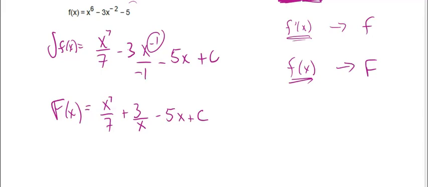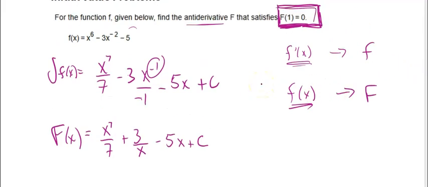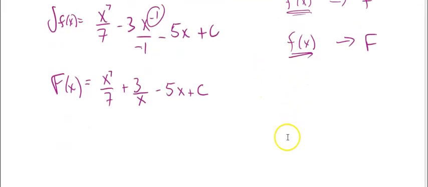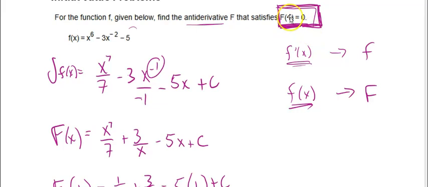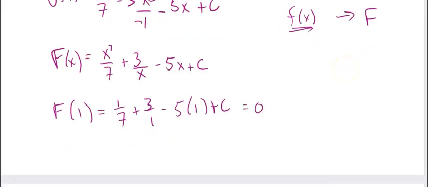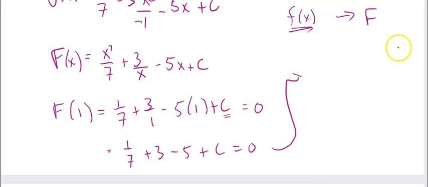And this is what they're calling big F, all right? Now they're telling us big F of 1 is equal to 0. So I just plug that in. Big F of 1, so that means x is 1: 1/7 plus 3 over 1 minus 5 times 1 plus c. And big F of 1 equals 0. So I plug in 1 for x and 0 for the output, and that will always allow me to solve for c. What we're doing is finding one particular antiderivative. So let's see, 1/7 plus 3 minus 5 plus c equals 0, which means c equals, well, I can combine those. That would be negative 2.